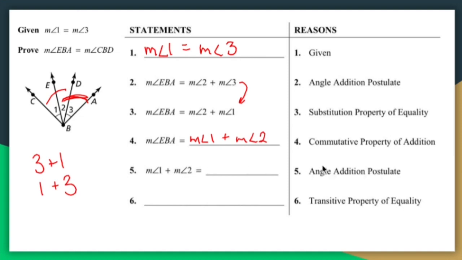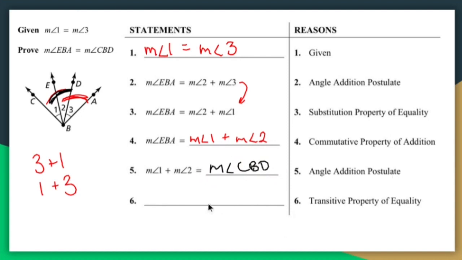So let's go back to our picture, because the last time we used the angle addition postulate, we said that 2 plus 3 is EBA. Now I want 1 plus 2, and 1 plus 2 is CBD. So we are going to say that the measure of angle 1 plus the measure of angle 2 is the measure of angle CBD due to the angle addition postulate.